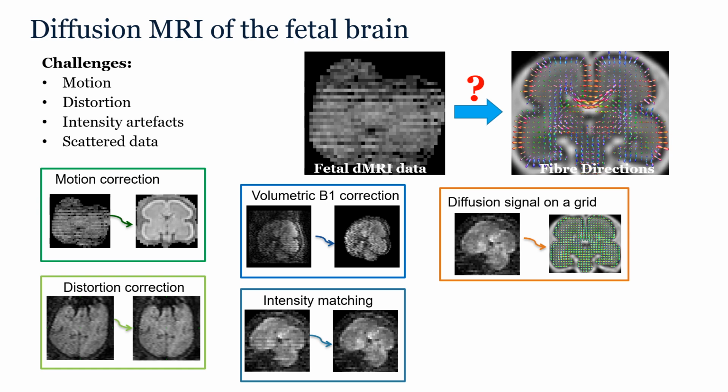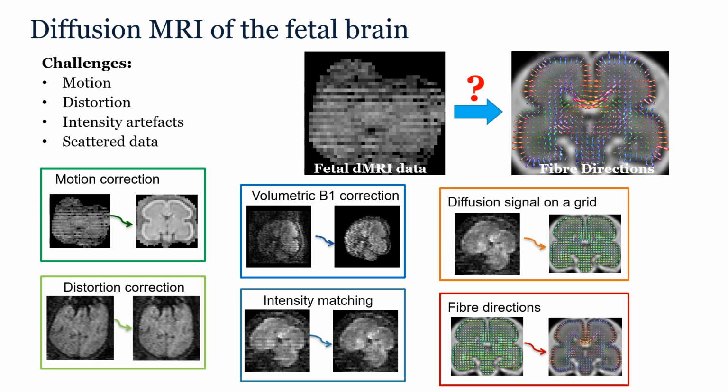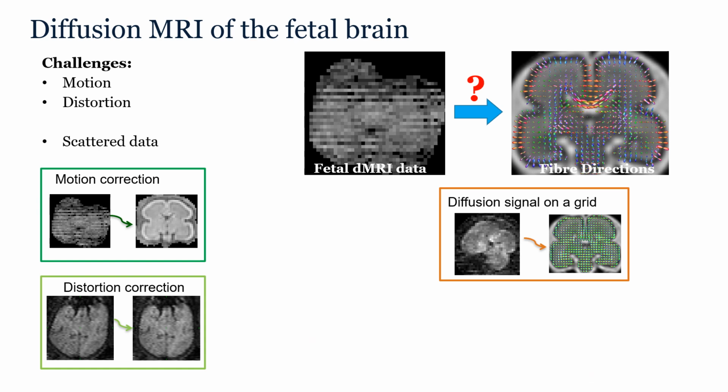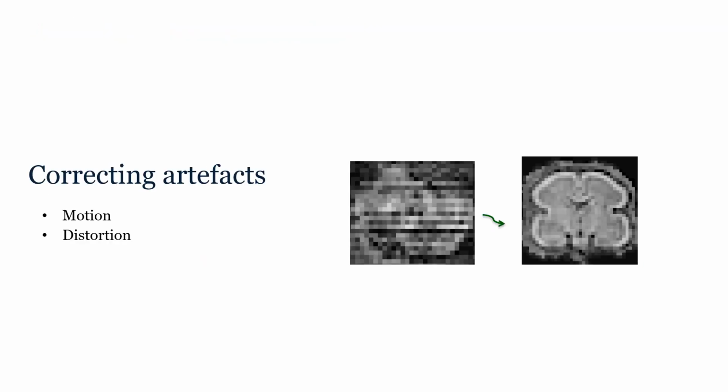Once we have addressed all these issues, we are able to estimate the fiber directions from the reconstructed diffusion signal, similarly to how we would do for adult studies. In this talk, I will only focus on motion, distortion, and reconstruction of the scattered data. So let's see how we can correct motion and distortion.